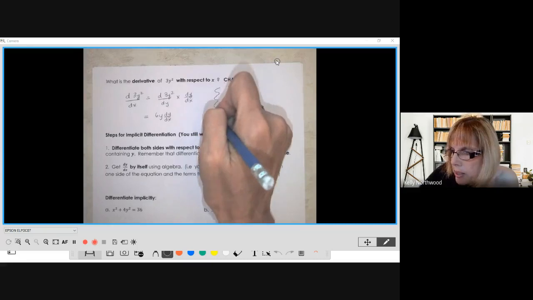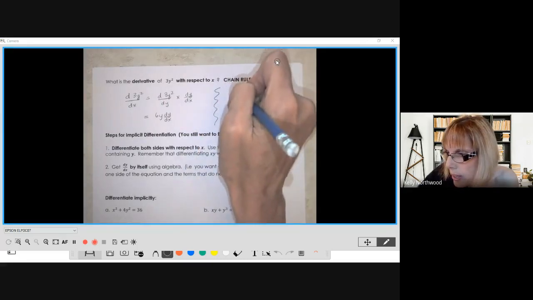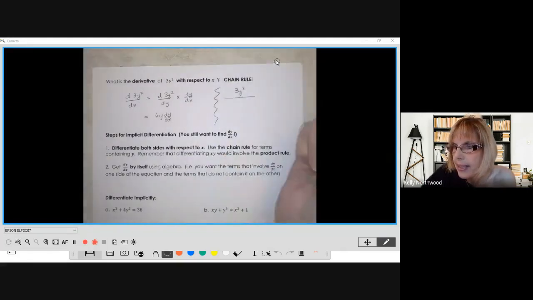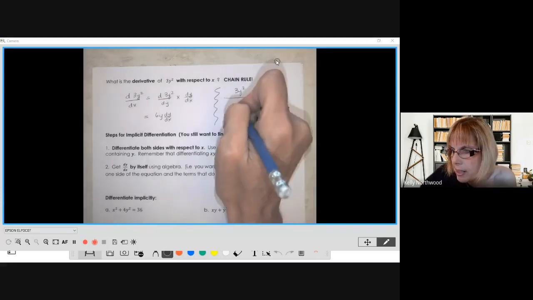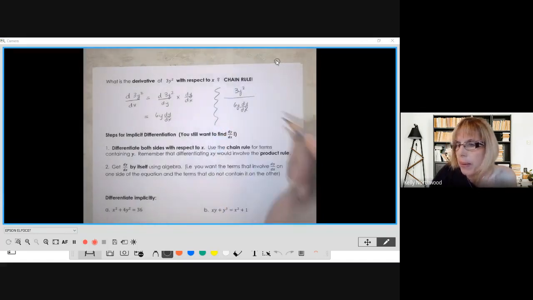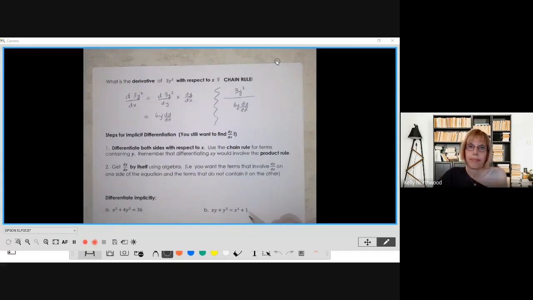But what I'm hoping is that by the end of this lesson, you're going to be able to see 3y squared and say, if I'm deriving that with respect to x, it's going to be 6y times the derivative of y with respect to x.